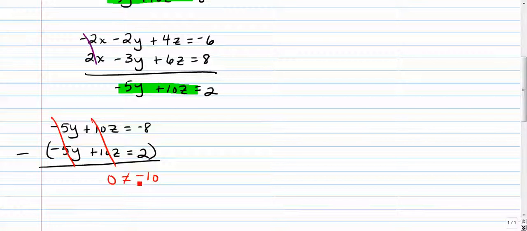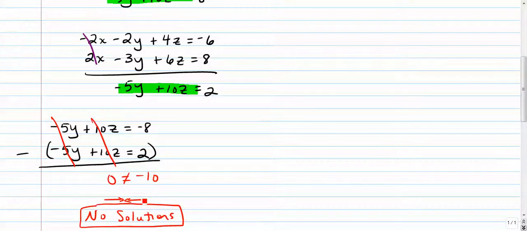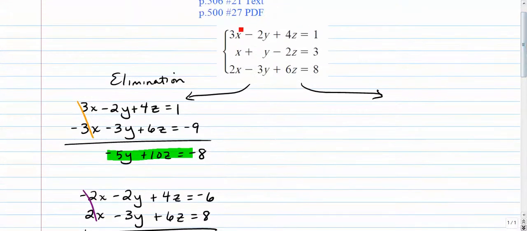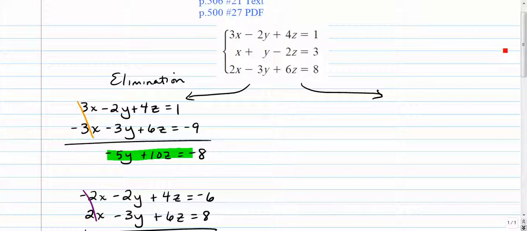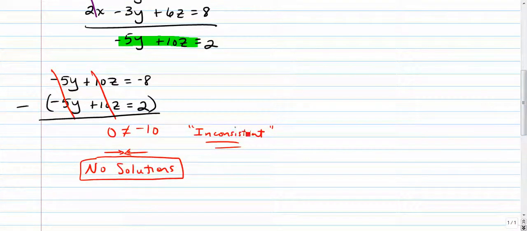That is obviously not true. 0 cannot equal negative 10. That's called a contradiction, which means there are no solutions. Sometimes, especially in the back of your textbook, the word you'll see is inconsistent, which means this system doesn't have any solutions. Nothing can fit in there that'll make all three true at the same time. But we've reached a contradiction right here, and we write no solutions.